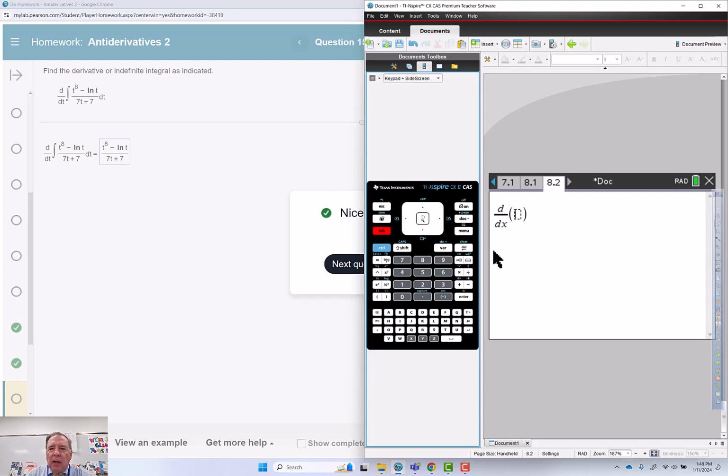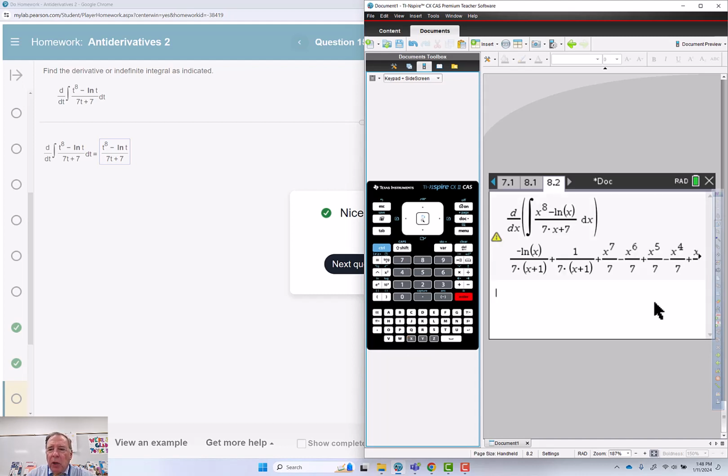So now I'm going to put in the indefinite integral, then a fraction, x to the power of 8 minus the natural log of x, and down into the denominator 7x plus 7, tab, x, and ooh, that's a big fat mess. But we don't care. We're going to go up and copy that. Then go back to the graph page.